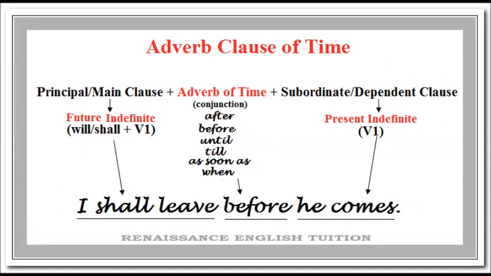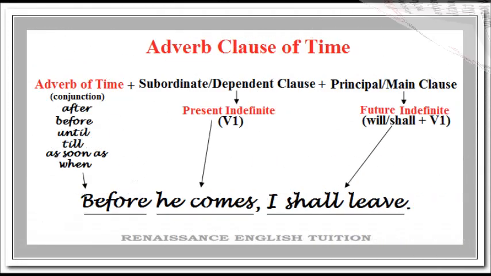In simple words, the main clause is in the future tense, and the present indefinite tense is used after the adverb of time such as before, after, until, as soon as, and when, etc. Now, a very important point to remember. The sequence of the principal and subordinate clause may change. The subordinate clause may come before the principal clause. But the adverb of time always comes before the subordinate clause, and after the adverb of time, the present indefinite tense is used.